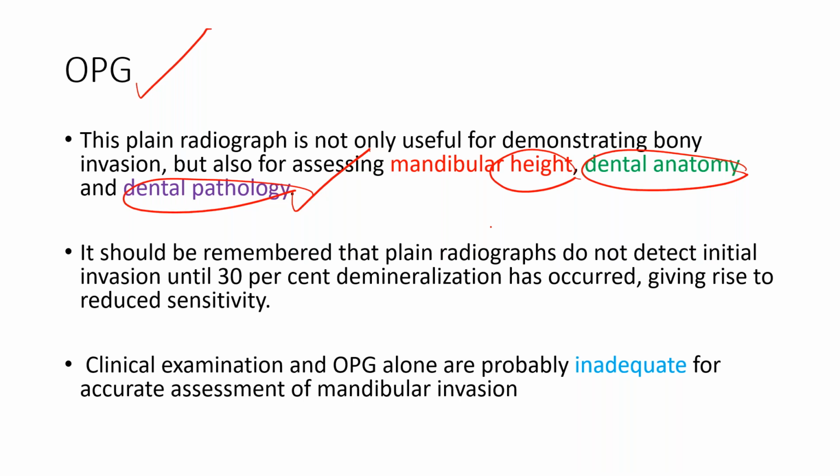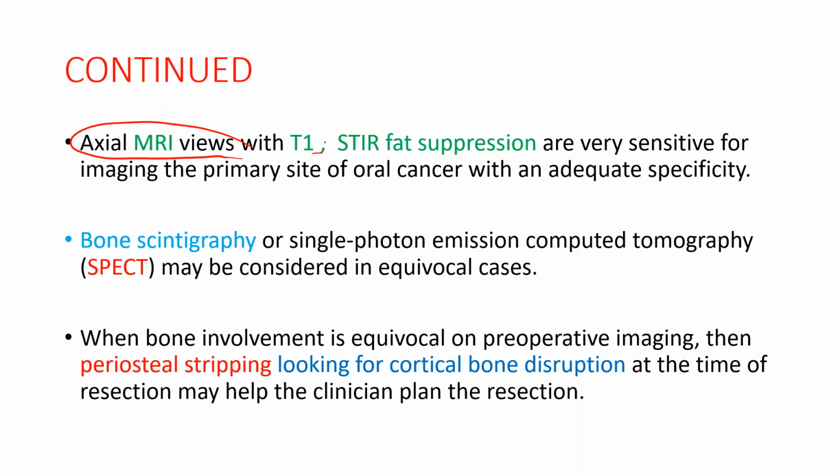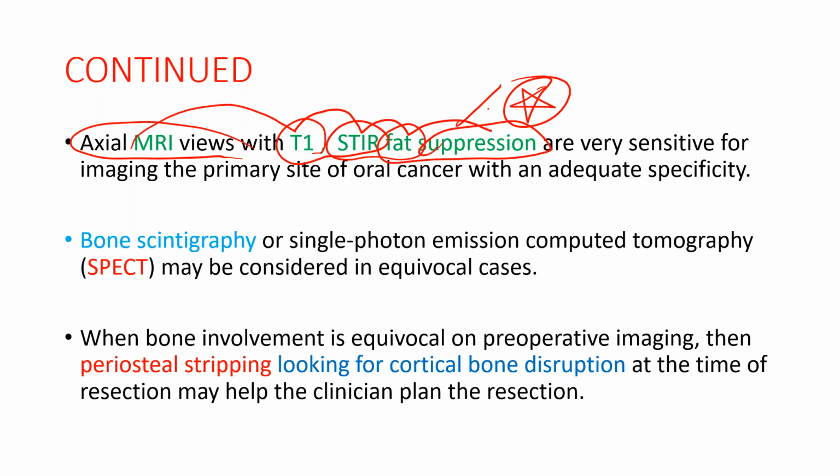Plain radiographs just cannot detect the initial invasion until 30% of the demineralization has occurred, giving rise to reduced sensitivity. So plain radiographs are not very useful. Therefore, you might have to go for an orthopantomogram, which is also inadequate. Of course, the best thing is axial MRI with T1 STIR fat suppression. It has adequate specificity. And you have to go for bone scintigraphy. These are all the words that you should be trained in.